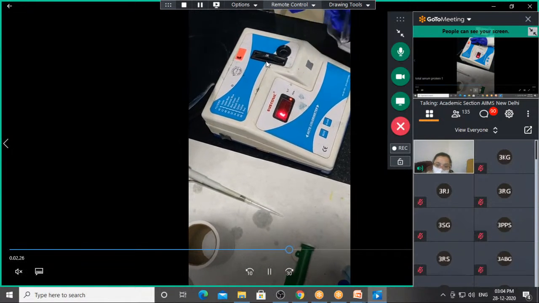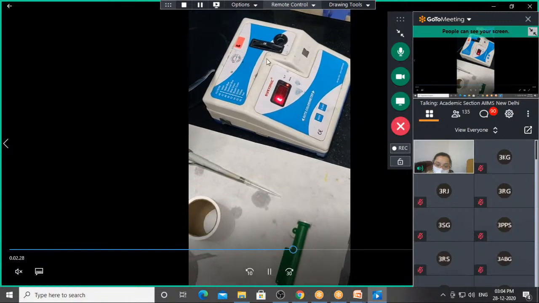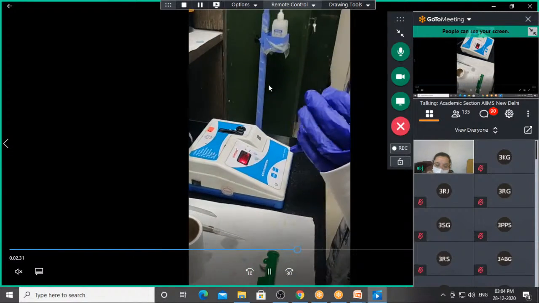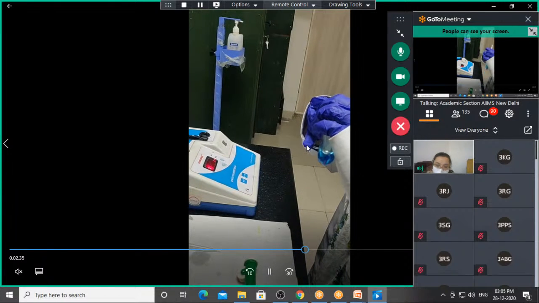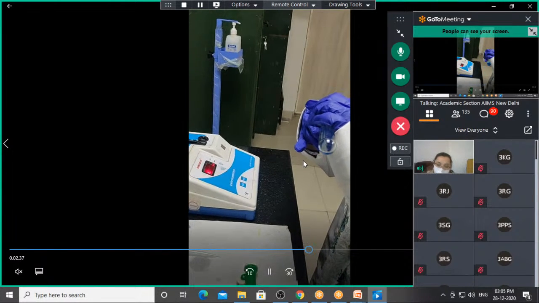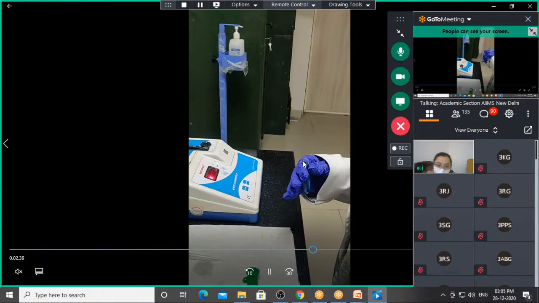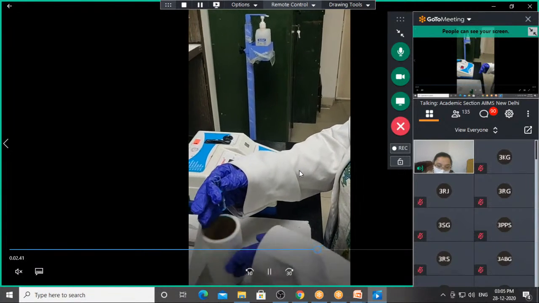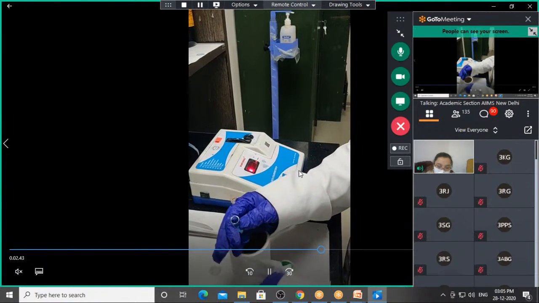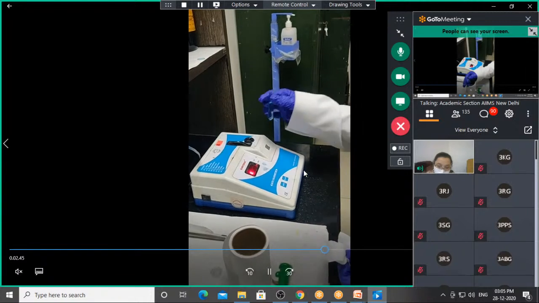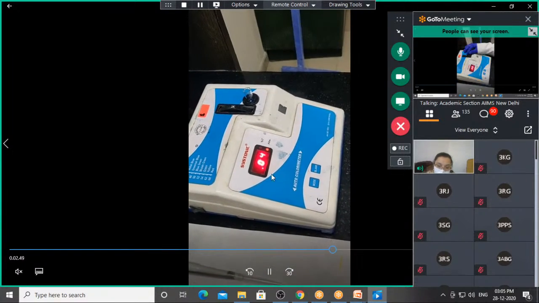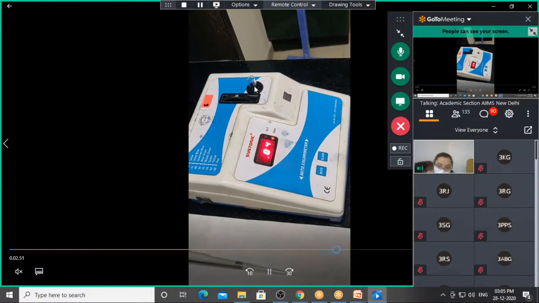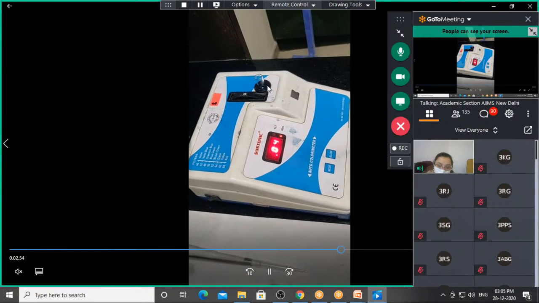This is the filter, I have set it to 540, and then I have taken this blank solution into the cuvette. A cuvette is a small glass tube, and it has a path length of 1 centimeter. So I have put this cuvette into the socket where we have to put the cuvette, and the reading will come onto the monitor.